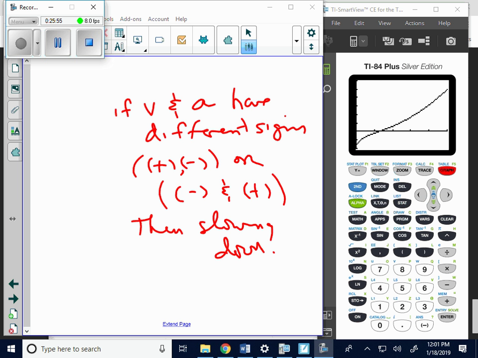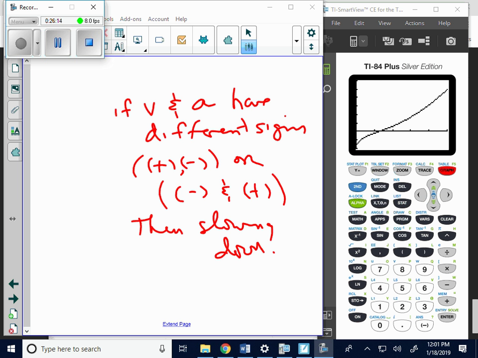So yes, the particle is falling faster and faster and faster. Velocity is negative because it's going down. Acceleration is negative because it's speeding up. Acceleration and velocity, they're both negative.